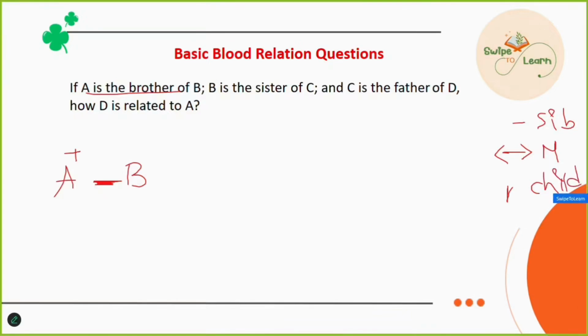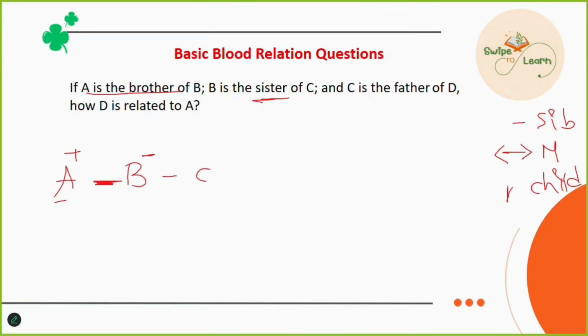Okay. Now, A is brother of B. B is the sister of C. So B, we don't know the gender, but now in this statement we see that B is a sister of C. So B is a female of C. That means A, B, C are siblings.